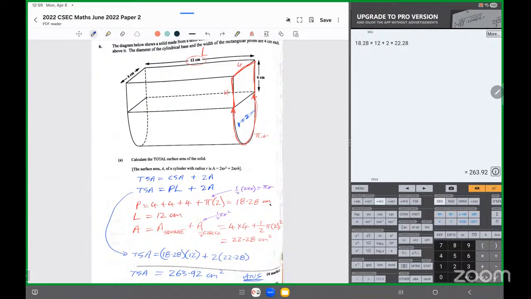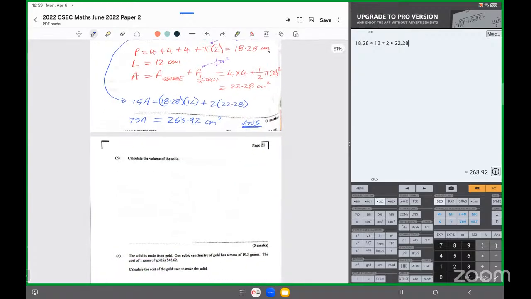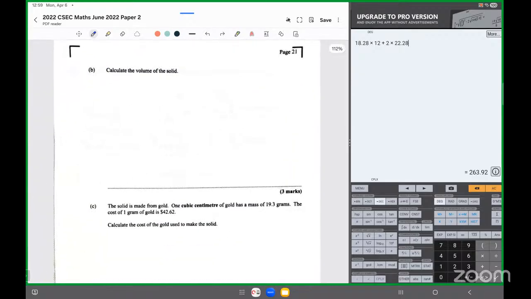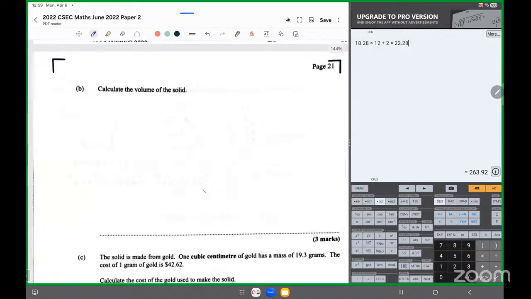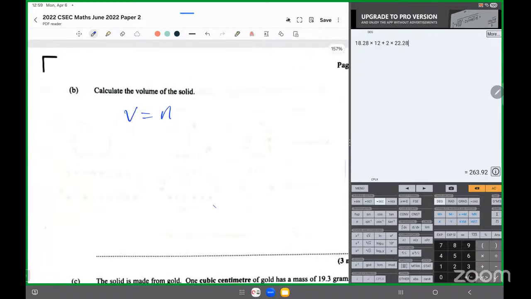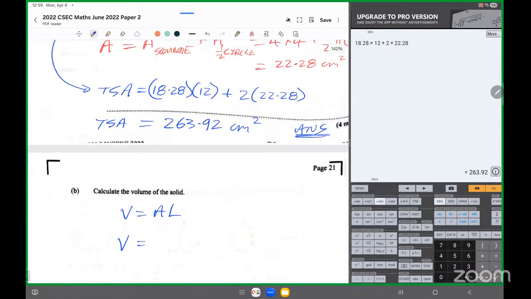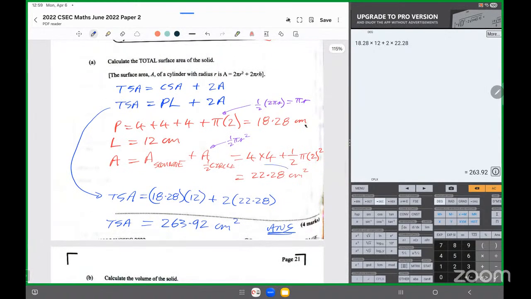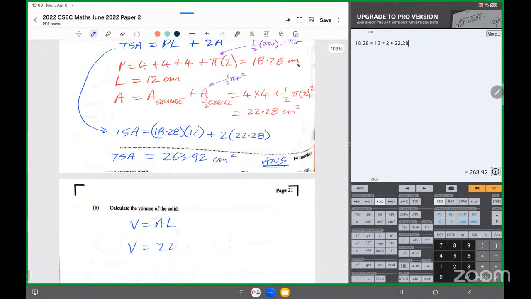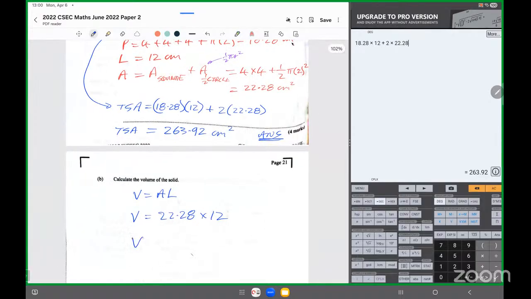Because of the compound shapes, you have to be careful. All right, let's continue. It says, what is the volume? For an object with uniform cross section, the volume is the end area times the length. So that volume equals the end area, the A that we calculated, see here, this is the A, and this is the L, times 12. Easy. So it's 22.28 times the length of 12. That gives it a volume.